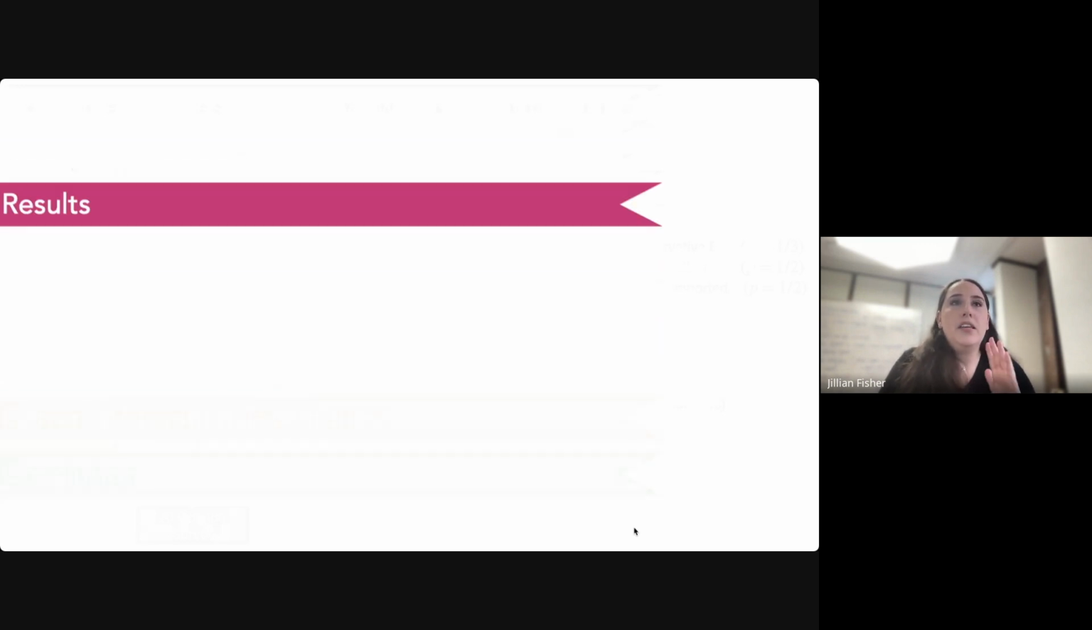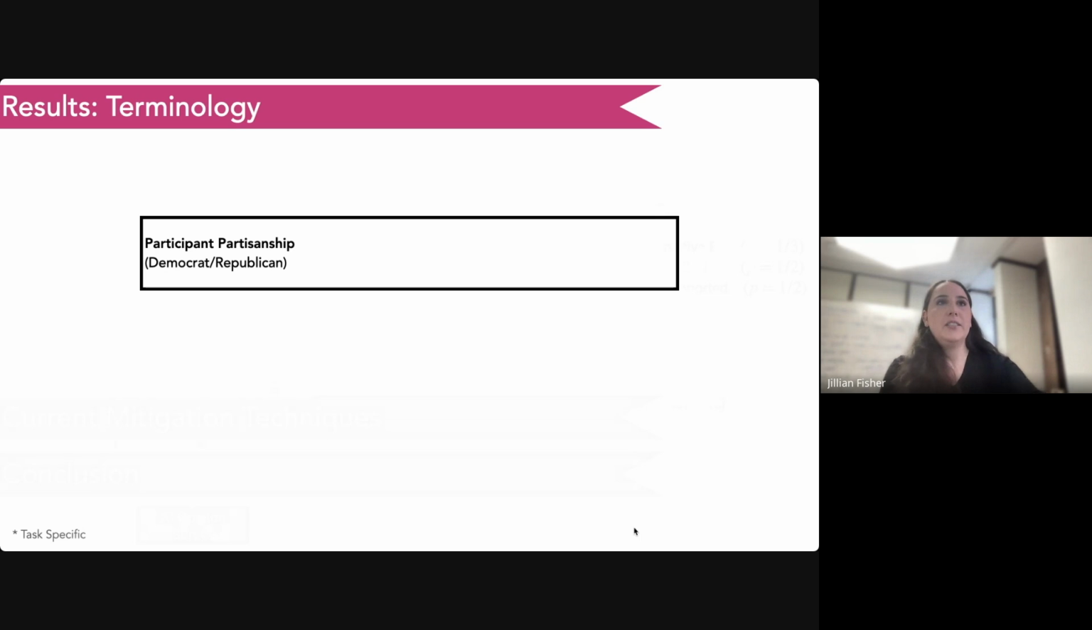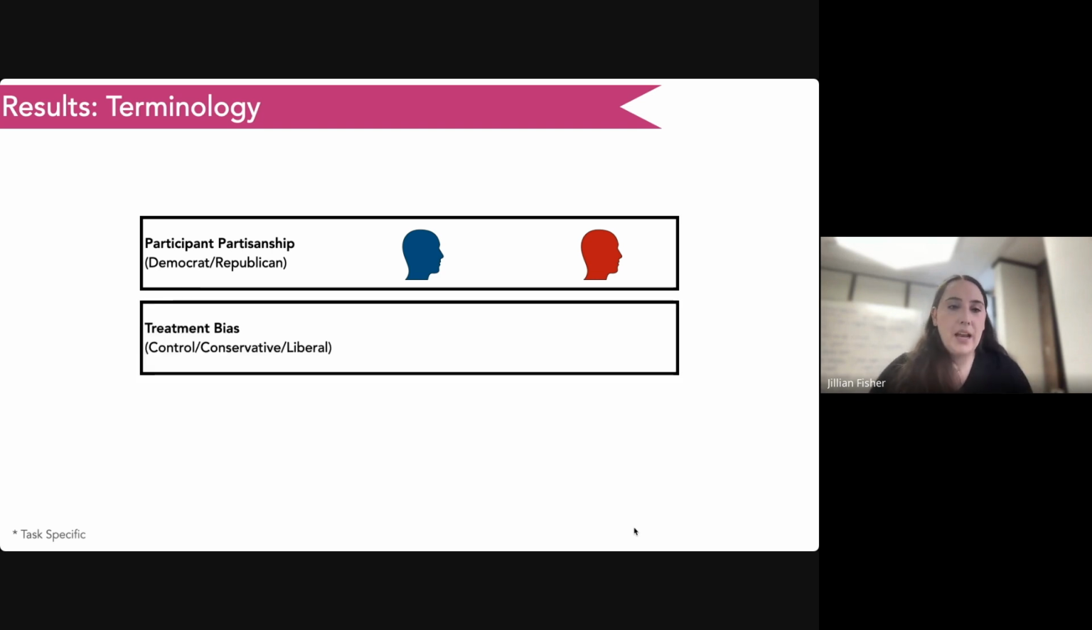So before I go into the exact results, I do want to just clarify some terminology because there's a lot of lefts and rights going on, or conservatives and bias. So when I talk about participant partisanship, what I'm talking about is how the person self-identifies. So this is whether they have self-identified as a Democrat or Republican. We did not include any independents in our study, so we only included those who identify as Democrat or Republican. The treatment bias is going to be the bias that the model takes on. So either it's a control, no bias, conservative, or liberal bias. And this would be the model that it's interacting with.